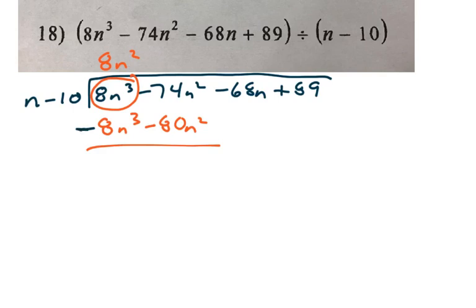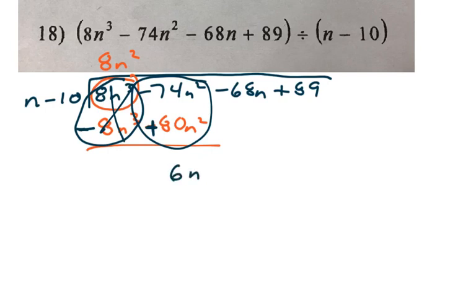When I do my subtraction, this minus becomes a plus. Very important, guys. Even sometimes I get careless with a minus or negative, okay? And if you make one mistake, you've totally messed up the rest of the problem. But anyways, 8n cubed minus 8n cubed, of course, is 0. Right here, I have 80 minus 74, which is 6n squared.